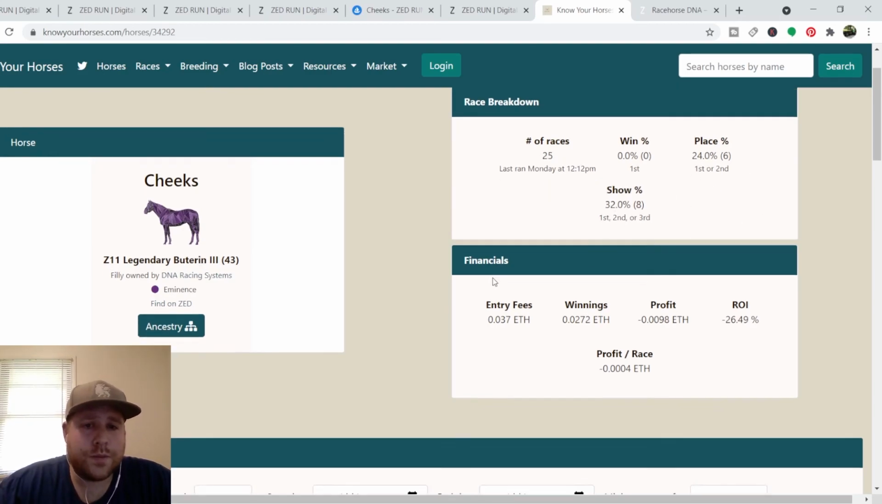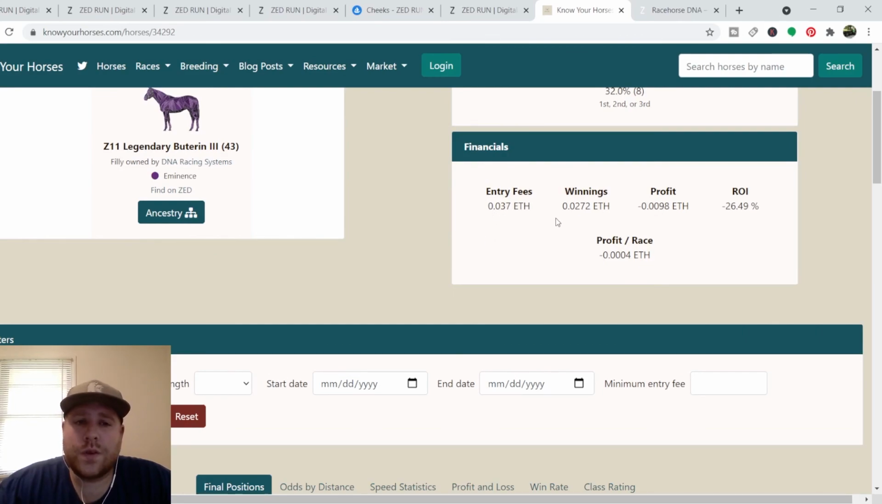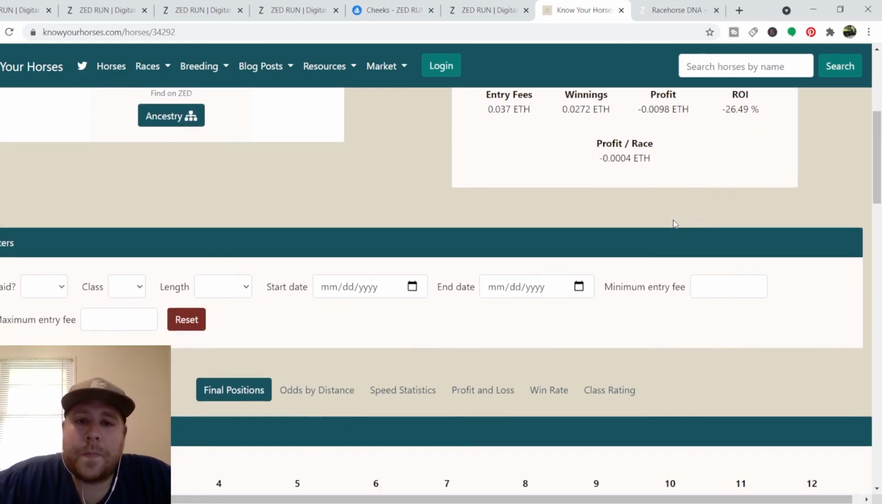Kind of breaks down what that is. How much you paid in entry fees, how much you've won, your profit in ETH, and then your ROI, or how much money you've made or lost based on your winnings against your entry fees. So right now I'm at negative 26%, because you just don't win as much money for coming in second and third, which Cheeks does a lot.